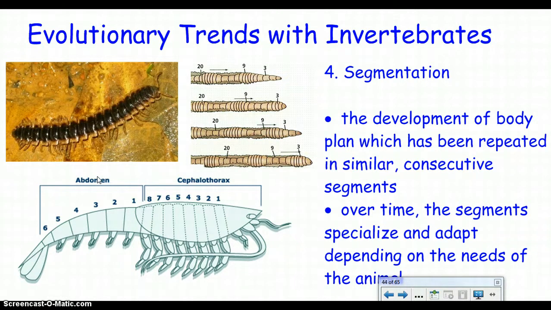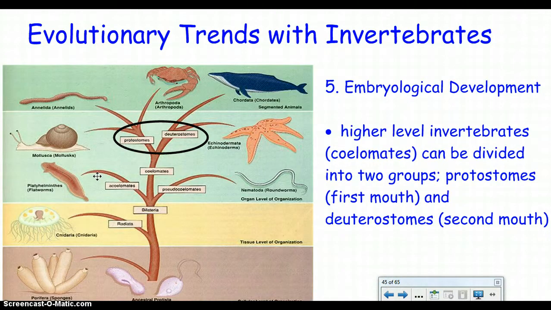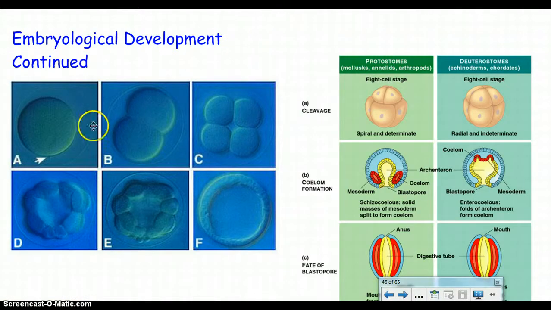Segmentation just means that certain parts of the body are responsible for certain functions. Embryological development just basically means that when an embryo is developing and you go from 1 cell to 2 and then 2 to 4 and 4 to 8 and 8 to 16 and so on, you get this little ball, this hollow ball of cells, and when that ball folds in on itself, it looks kind of like this. And when the ball folds in on itself, it creates this little hole here called a blastopore.